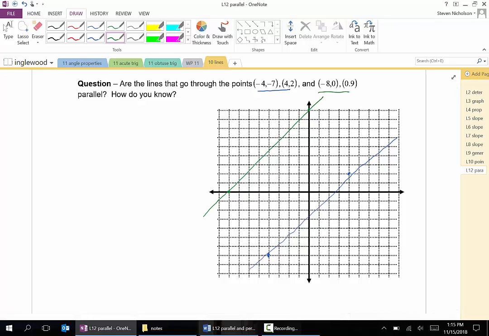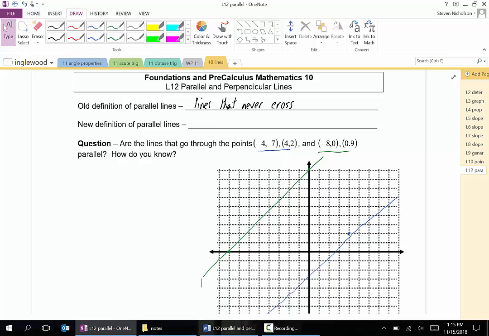What did you try? Well, one of the things we've talked a ton about in lines is slope. And I'm going to give you your new definition for parallel lines right now. And it's going to have slope in it. Parallel lines are lines with the same slope. And if you have two lines with the same slope, they will never ever cross.